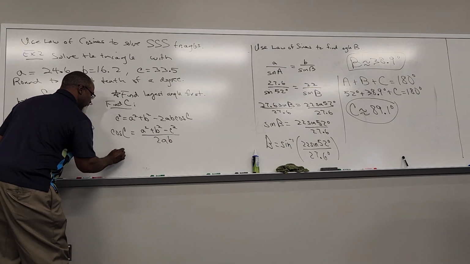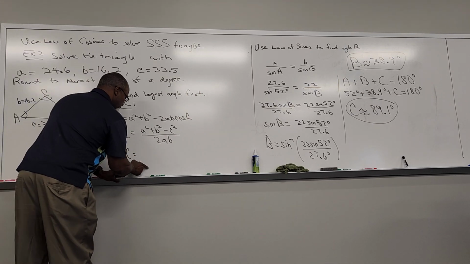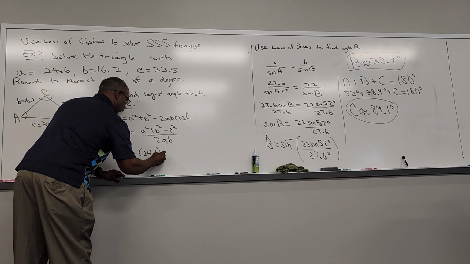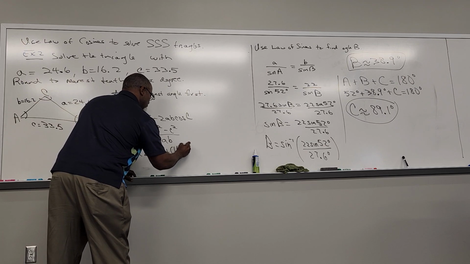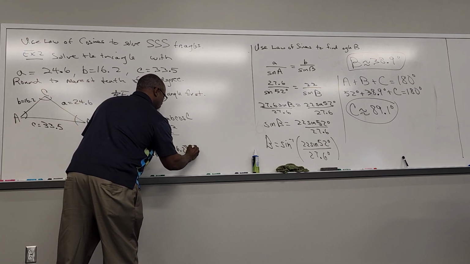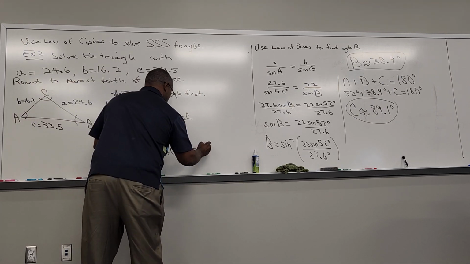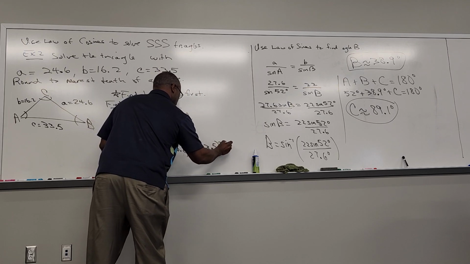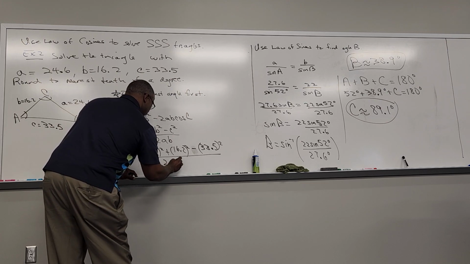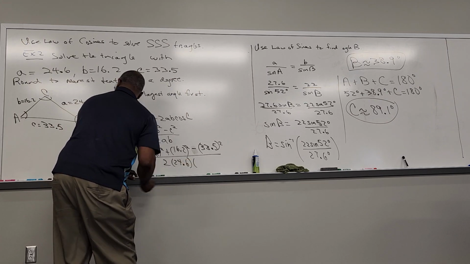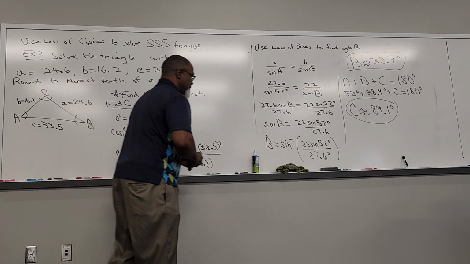So the cosine of c is equal to a squared, well, that's 24.6 squared, plus b squared, b is 16.2 squared, minus c squared. C is 33.5 squared. All divided by 2ab. A is 24.6. B is 16.2. Okay?